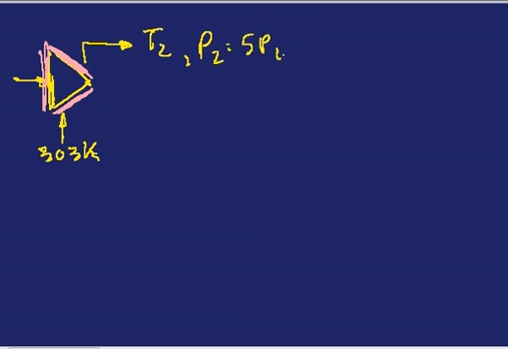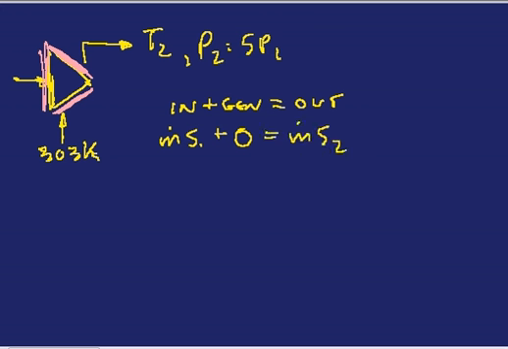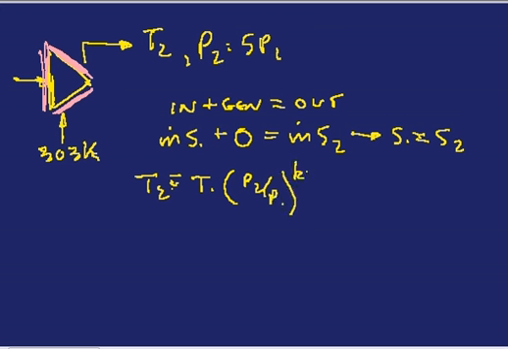So if we raise the pressure by a factor of 5, and we have in plus generate equals out plus accumulated, well, let's assume it's steady state, so nothing's accumulated. In plus generated for entropy balance equals out, or m dot S1 plus 0, for the best we can do, equals m dot S2, or S1 equals S2. If we treat that as an ideal gas and assume constant Cp and constant entropy, then T2 is equal to T1 times P2 over P1 to the K minus 1 over K.